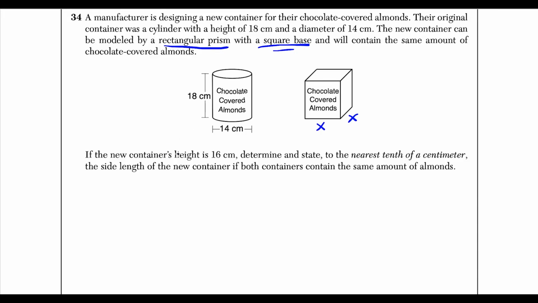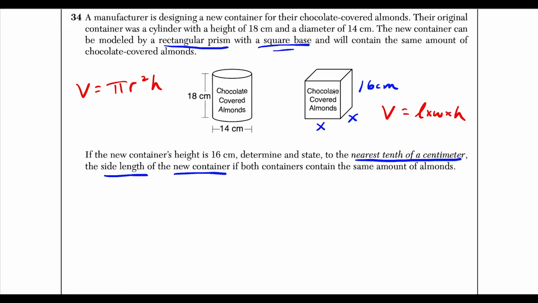Now we have the height of the new container is 16 centimeters. And what we want to do is determine and state to the nearest tenth of a centimeter the side length of the new container if both containers contain the same amount of almonds. One thing you have to know here is that the volume of the first one we could find by using the formula pi r squared times h. And the volume of the second one is going to be found using the formula length times width times height. And these two volumes are going to be the same.